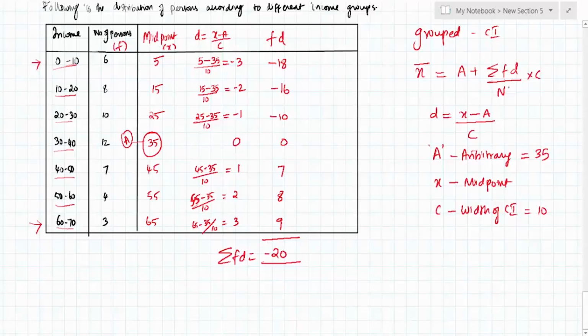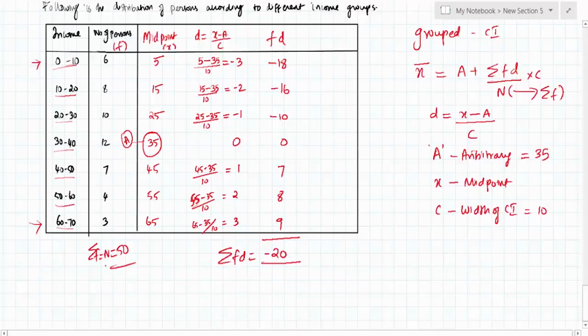Then I need the summation of N. I mean, I need N. N is nothing but the summation of frequency. N is nothing but, to put it otherwise, it is nothing but summation of F. So summation of F is equal to N is equal to 50. That is, if I total all this, I would be getting 50.